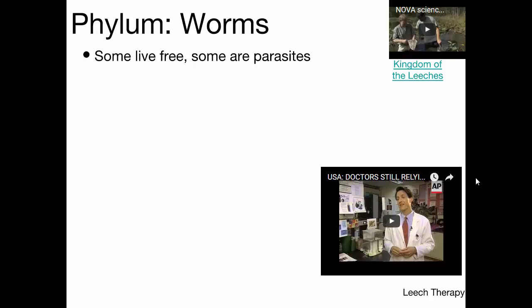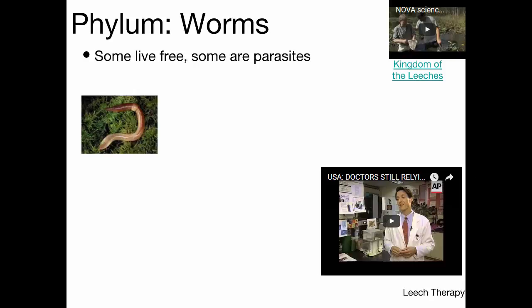All right, so let's talk a little bit about worms. Worms are actually 3 different phyla. We're just lumping them together on this slide, but they include segmented worms, flatworms, and roundworms. So this is a segmented worm that we're all probably familiar with. That is an earthworm. And earthworms are extremely valuable to the soil.